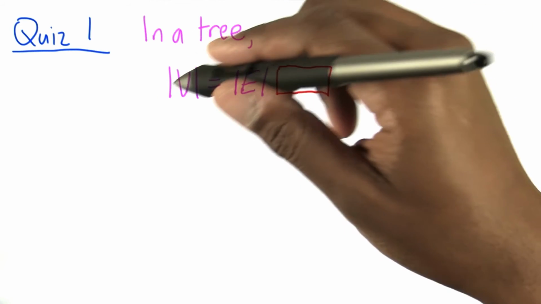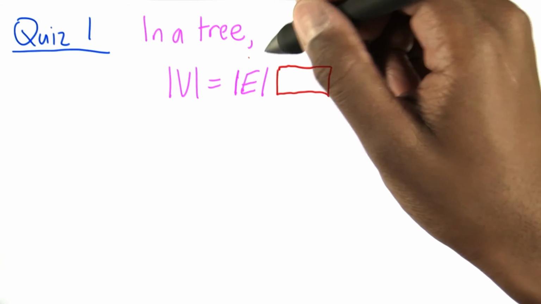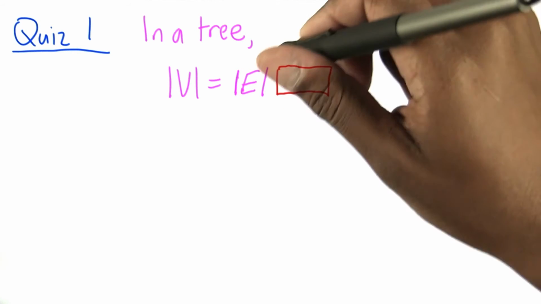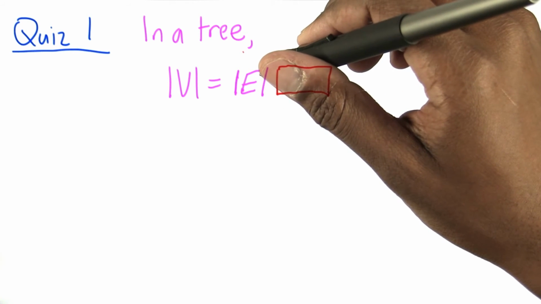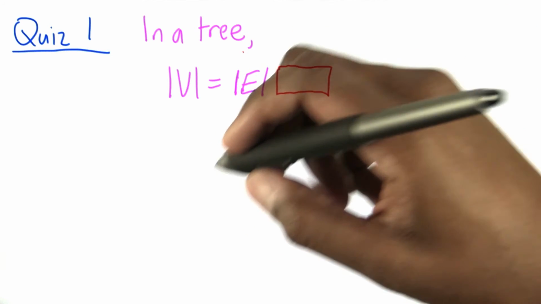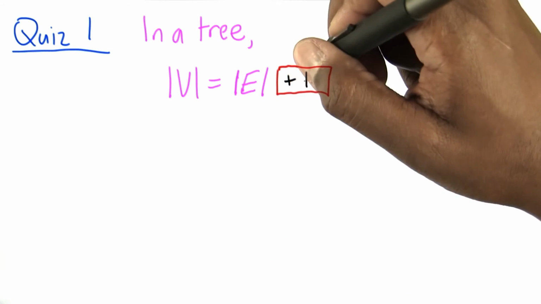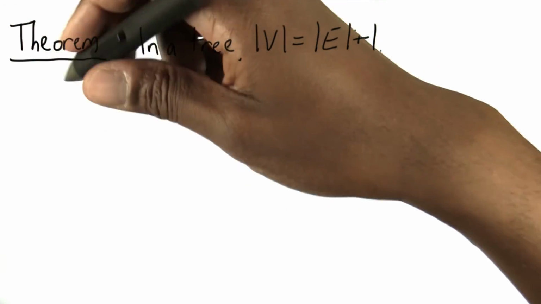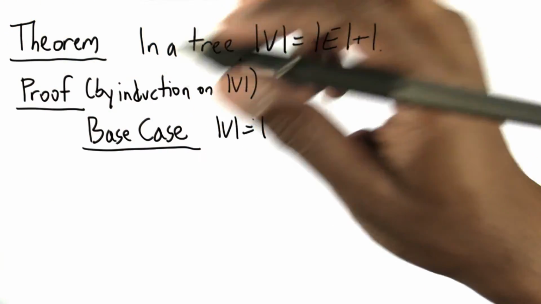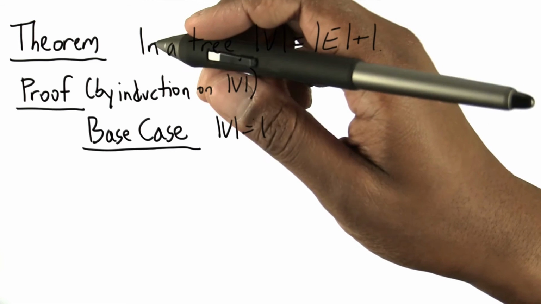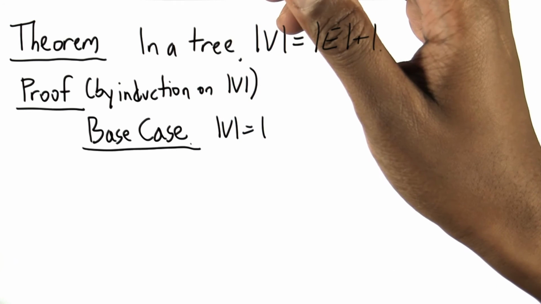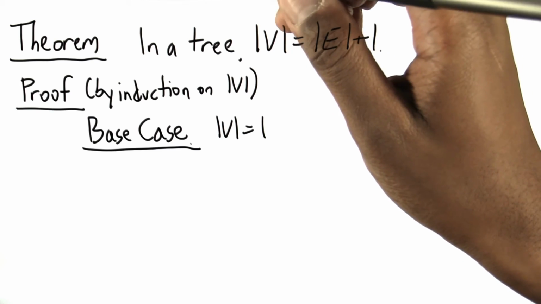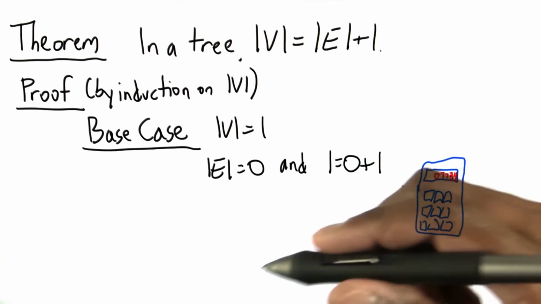In a tree, the number of vertices will equal the number of edges, and then you should write an answer, something that will make this a correct expression. And the answer is, the number of vertices is the number of edges plus 1. We'll prove this as usual by induction. Every tree has at least one node, the root, and as we already saw, the node has no edges coming from it because there are no other nodes. Just use your calculator to check that.